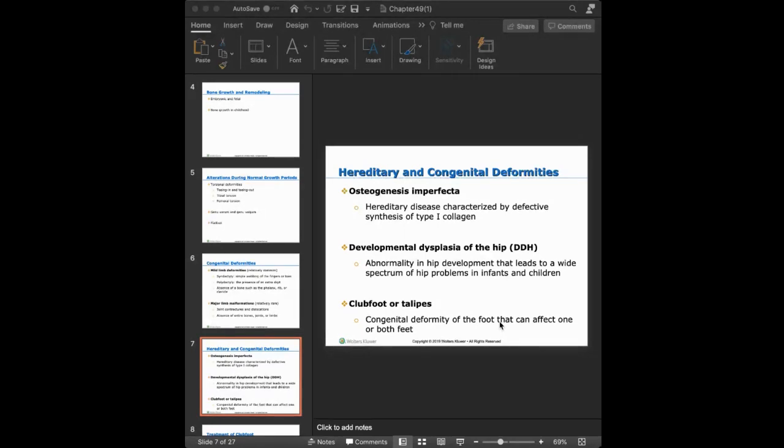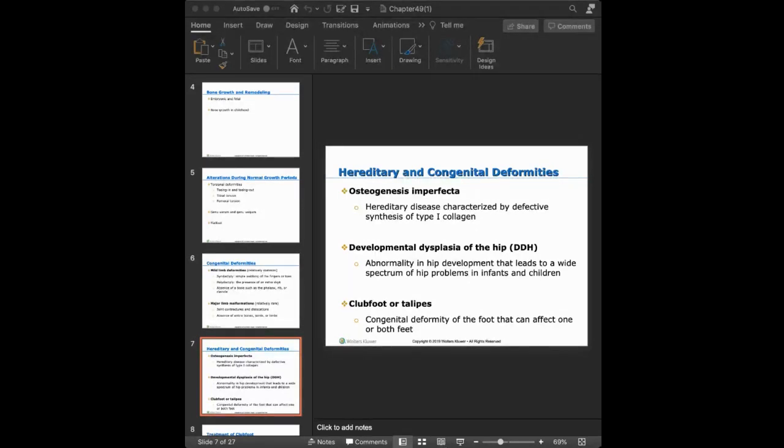Oftentimes you can tell in utero because the baby doesn't develop quite normally, and so the OB will look for those things. Some of the testing that they do, like the amniocentesis, they do those genetic tests, can reveal osteogenesis imperfecta during the fetal stage now. So it's less common to misdiagnose it or to miss it as it used to be a long time ago.